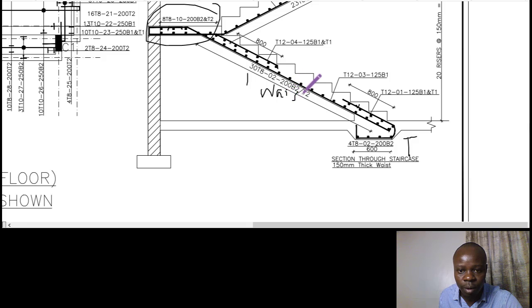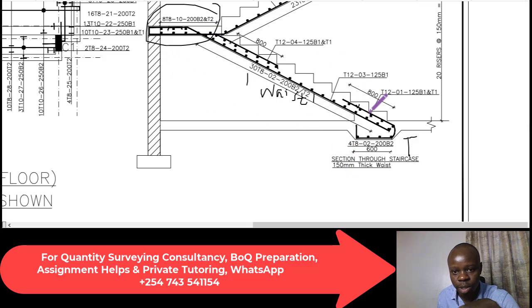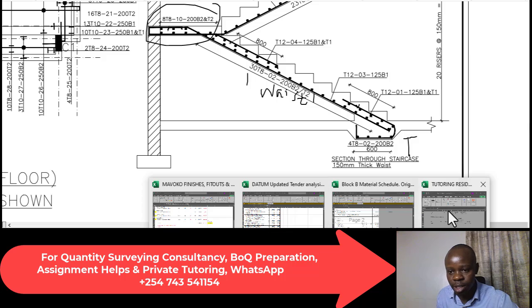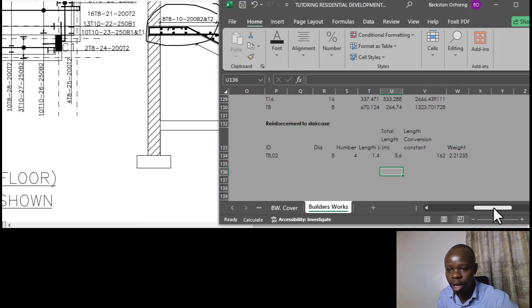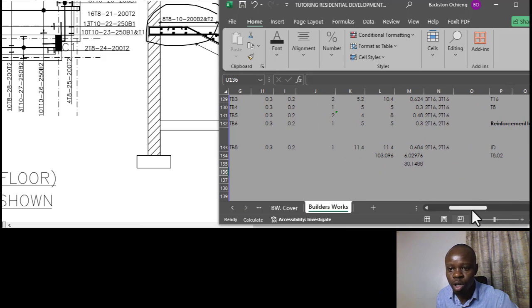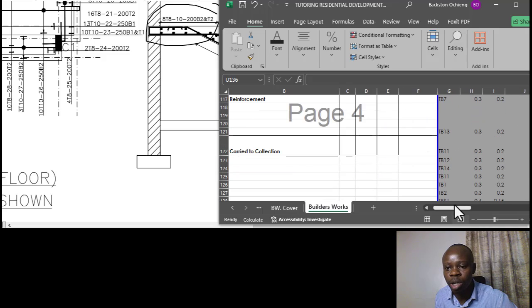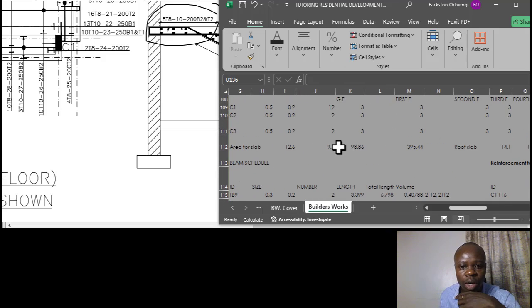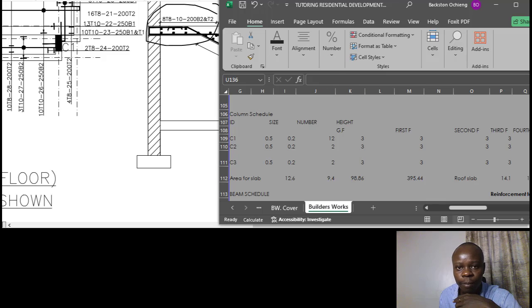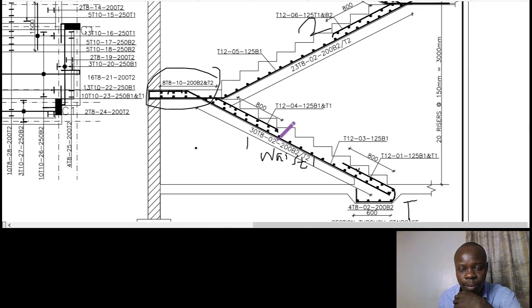Okay, the waist is this point. So we had gotten the length of the waist, which let's revisit and find out what we had calculated. We got the length of the waist while we were doing the concrete for the staircase.